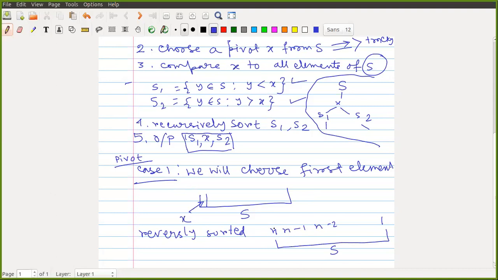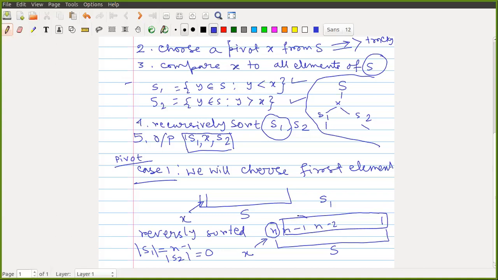In the first iteration, we choose n to be the pivot. This is our X. Now we have to compare every element. Because of this pivot n, S1, the set of all elements less than X, has cardinality n minus 1, and the size of S2 is 0 because n is the largest element. In the second step, when recursively sorting S1, there will again be a list. So S1 would be this part.